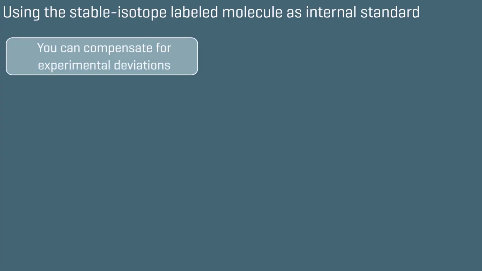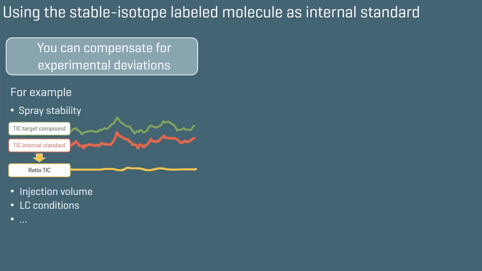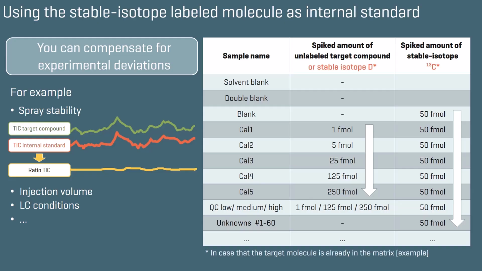Isotope-labeled standards also play a useful role in compensating for experimental deviations, such as variations in spray stability, injection volume, or LC conditions. If the target compound is absent from the matrix, you can spike a labeled compound into your samples at a fixed amount, while varying the quantity of unlabeled target compound to create the calibration curve, as demonstrated in this example batch. Note that you need to use different versions of the isotope-labeled compound when the target is already in the matrix.